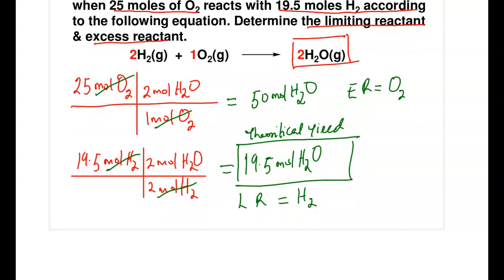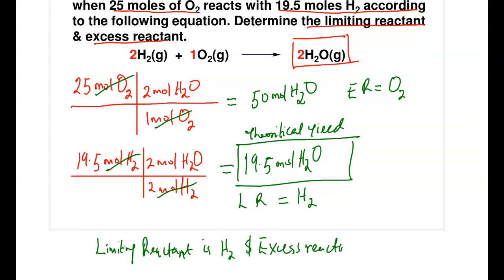All right. So I think I have it written, just not to be confused. I'm going to write the excess reactant and limiting reactant for the first time. So the limiting reactant, LR, is hydrogen, and the excess reactant is O2.